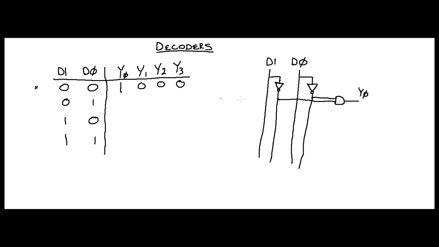Well, what's the next one? Well, let's draw another two input AND gate. This one is Y1. Now Y1, that's D0 is equal to a 1, and D1 is equal to a 0.